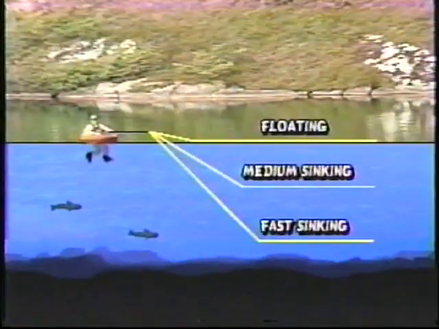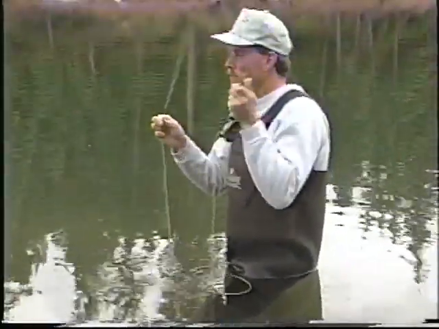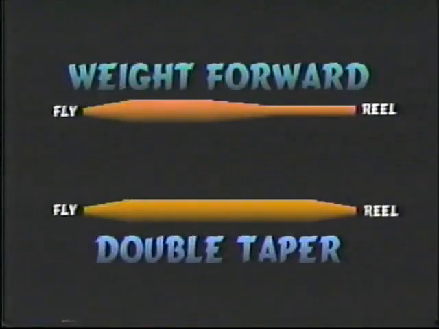A weight forward taper is generally preferred as it allows for distance and accuracy, even in windy conditions. Double tapers, although great for presentation, have limits in the aforementioned categories. Backing is a Dacron line that precedes the fly line on the reel. It is the insurance policy if a fish runs beyond the length of your fly line. The backing attaches to the reel with an arbor knot and to the fly line with a nail knot.